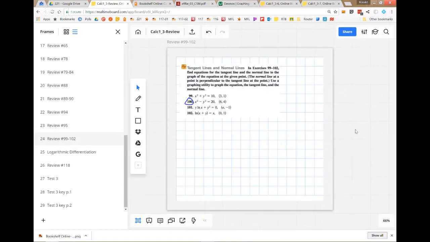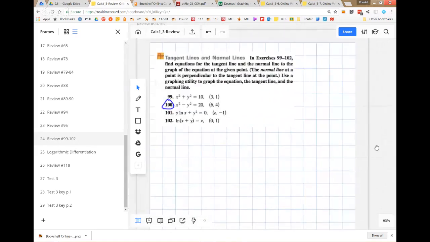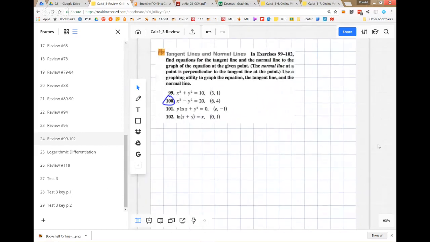This last section, it's not like, oh yeah, this is going to be on the test. I don't know that. Honestly, I haven't written my test yet. But I thought this was an interesting problem. So let's take a look at number 100, tangent lines and normal lines.